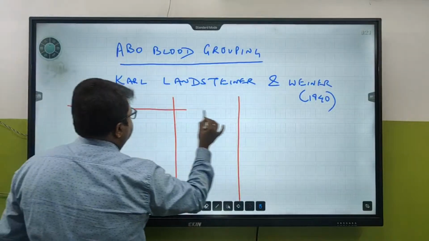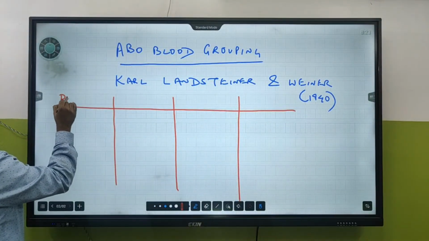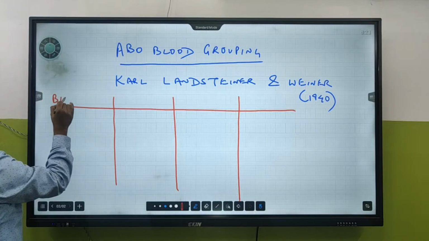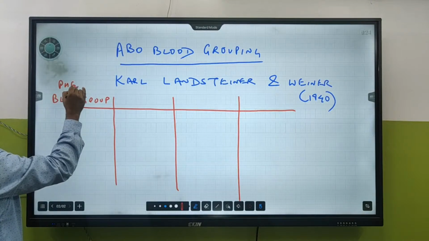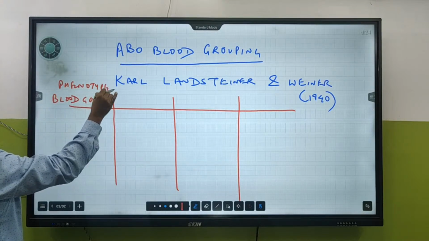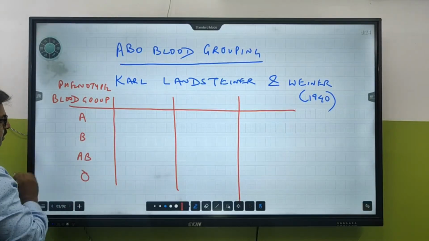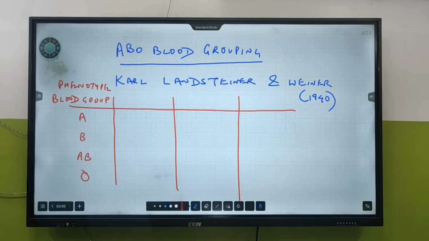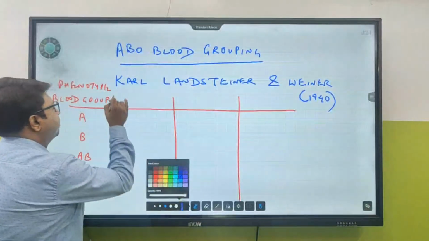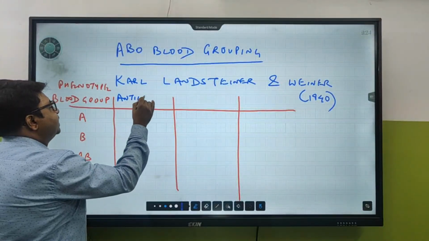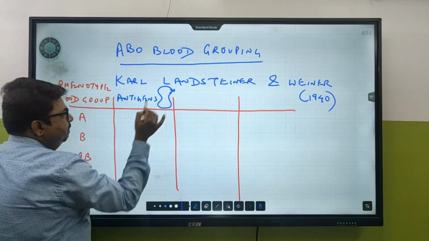According to this concept, the first one is the phenotype or the blood group. This is blood group, which is also called phenotype. According to the ABO blood grouping system, how many blood groups are there? 4 blood groups: A, B, AB, and O. The next one is antigen, and these antigens are present on the membrane of RBC.